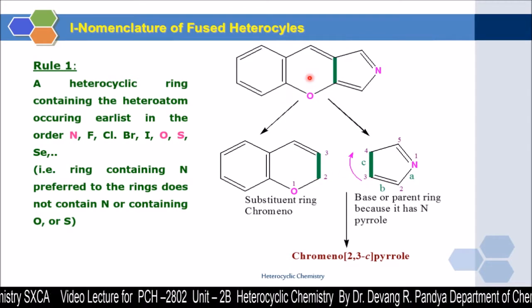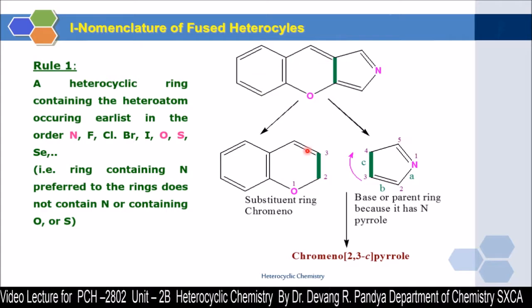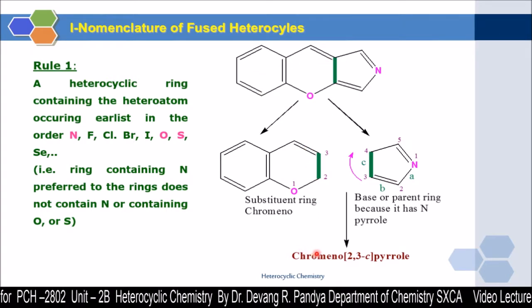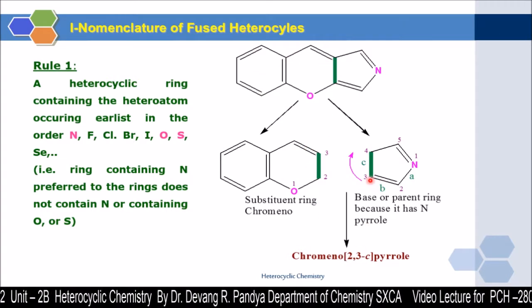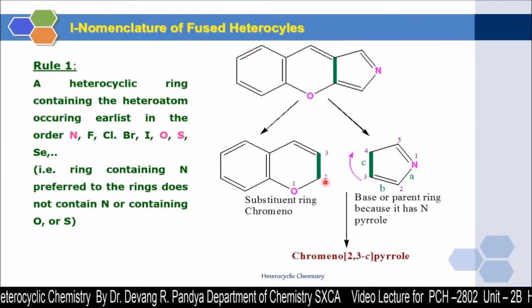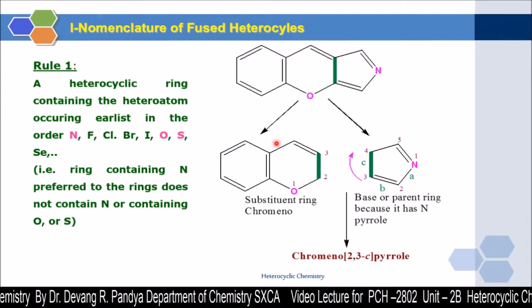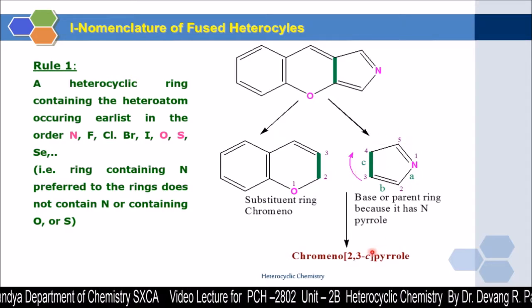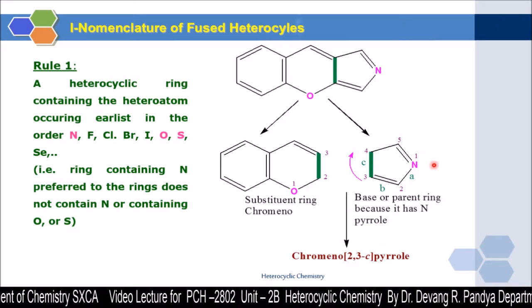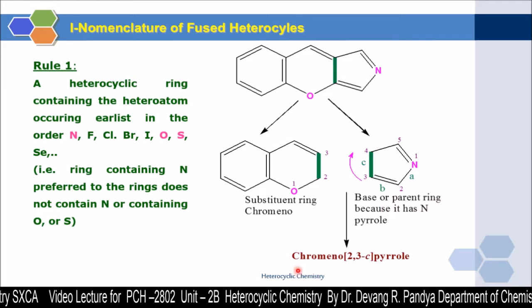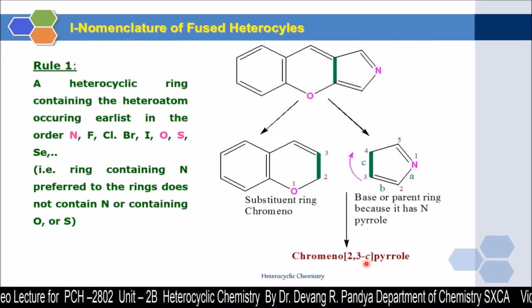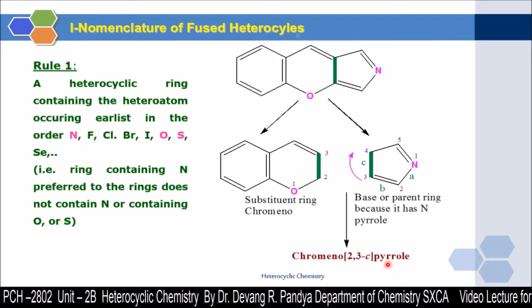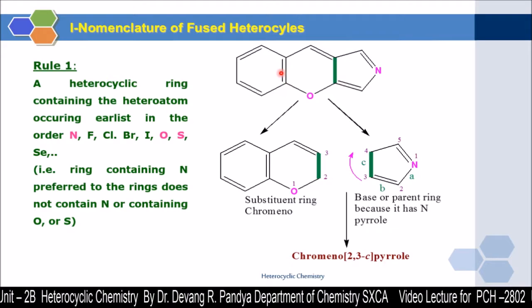So if we want to give the nomenclature to this compound, it is chromeno 2,3, that is 2,3. This 2,3 is for this ring system, and for this ring system it is C. So C is mentioned here, and this ring is known as pyrrole. So chromeno[2,3-c]pyrrole. That is the nomenclature of this compound.